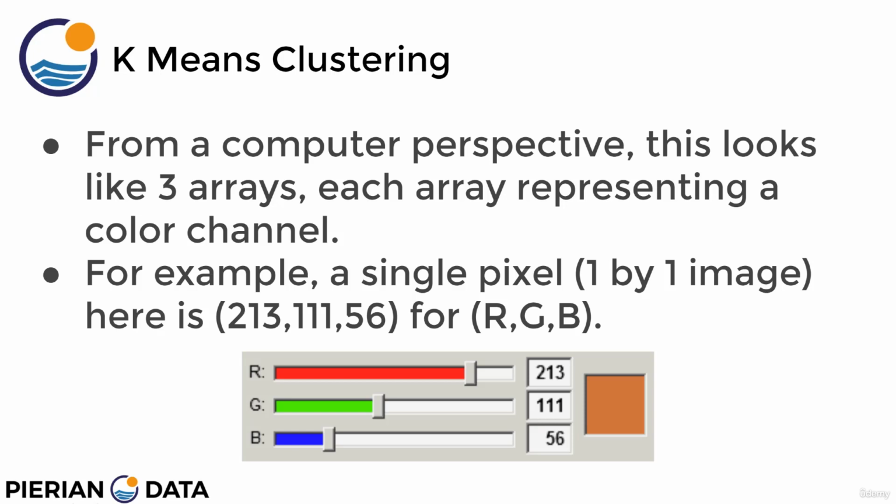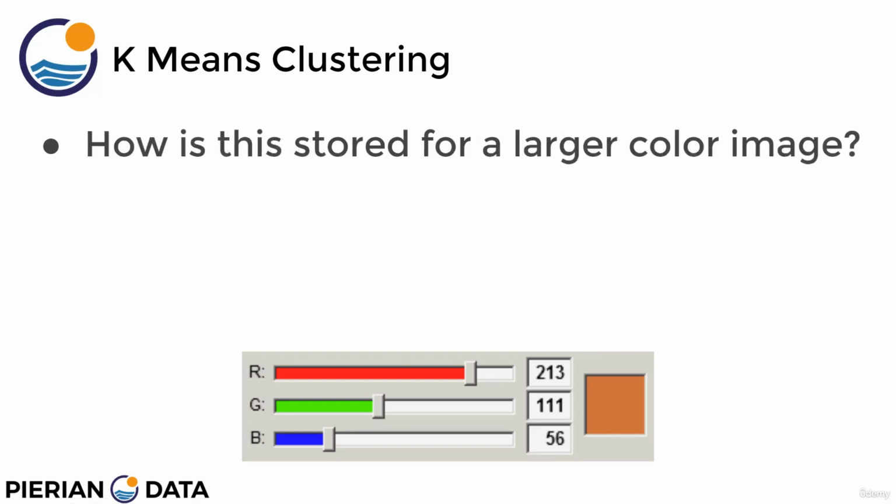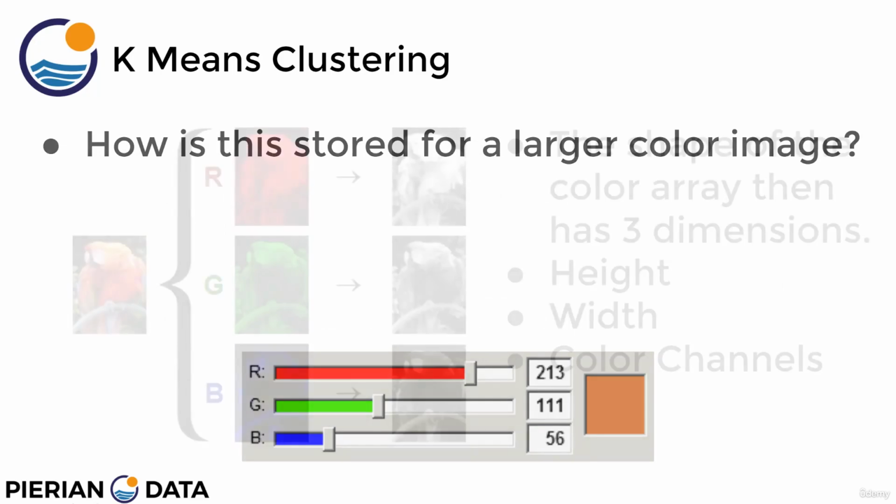For example, we can think of this as a single pixel on the right in this orangey color, and then the single pixel, that 1-by-1 image here, is a tuple of 3 values: 213 for red, 111 for green, and then 56 for blue. So that would be for a single pixel, but how is this data stored for a larger color image?